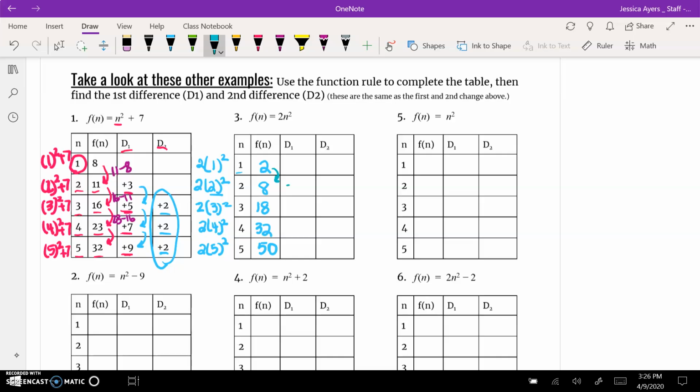To get from 2 to 8, I add 6. To get from 8 to 18, I add 10. To get from 18 to 32, I add 14. And to get from 32 to 50, I add 18. Now I want to look and see, how do I get from 6 to 10? Well, I add 4. 10 to 14, I add 4. 14 to 18, I add 4. So I'm seeing I have a constant second difference. You try and finish the rest of this page.